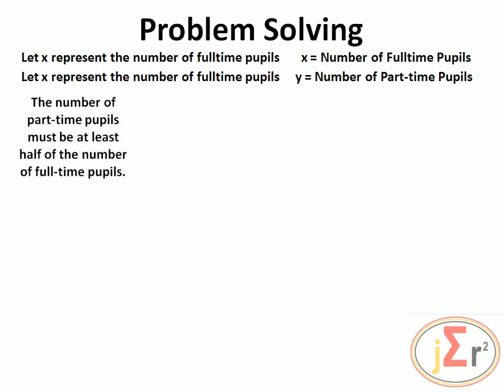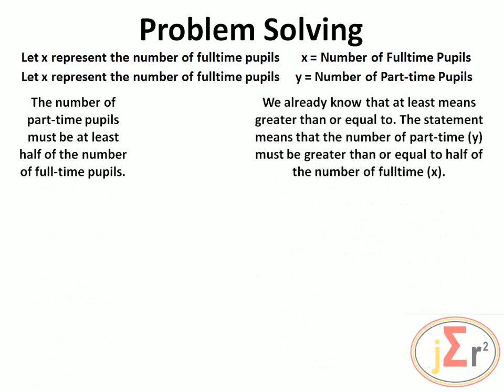Of course, we are reminded there that X represents the number of full-time pupils and Y represents the number of part-time pupils. The number of part-time pupils must be at least half of the number of full-time pupils. We already know that at least means greater than or equal to. The statement means that the number of part-time, which is Y, must be greater than or equal to half of the number of full-time. So Y is greater than or equal to a half of X.